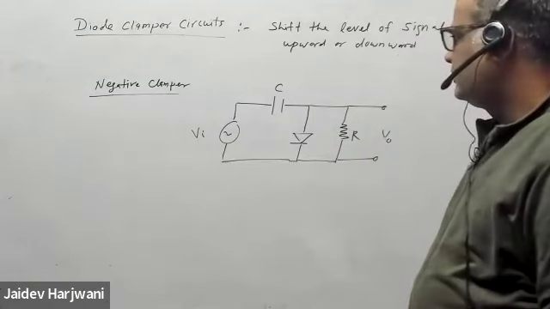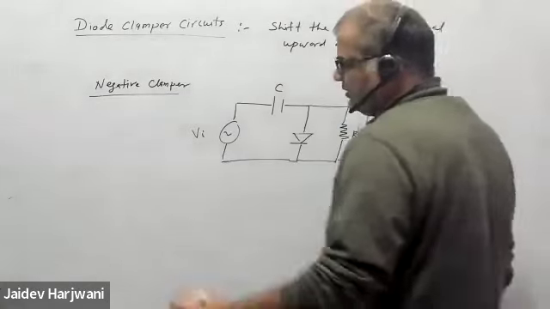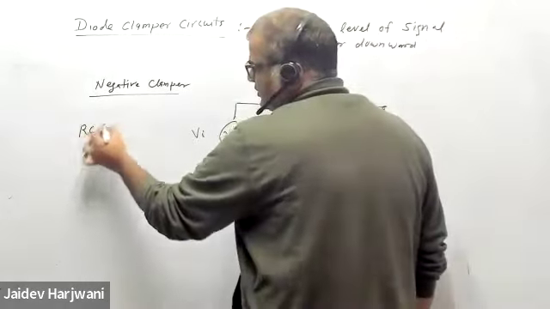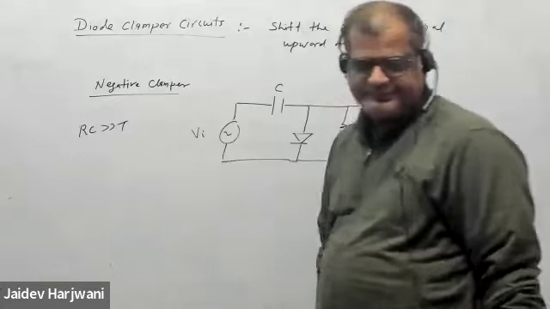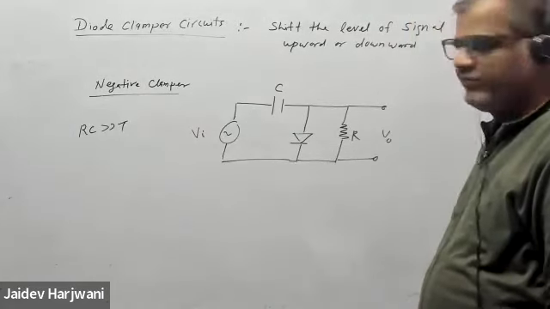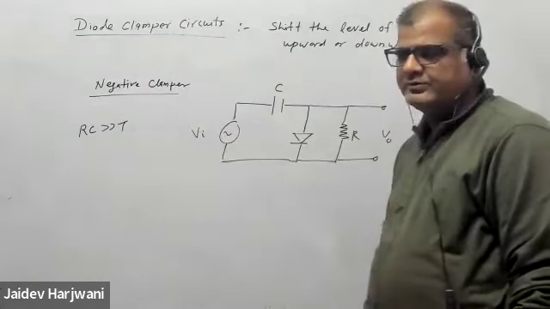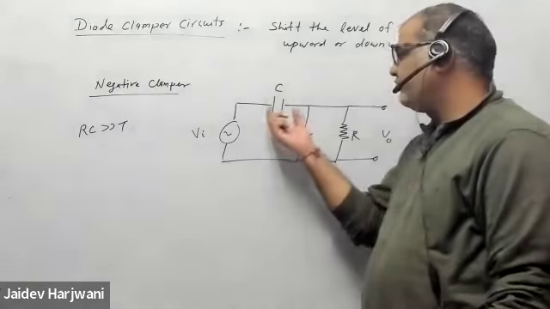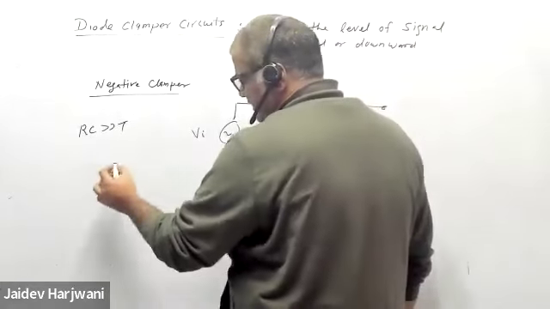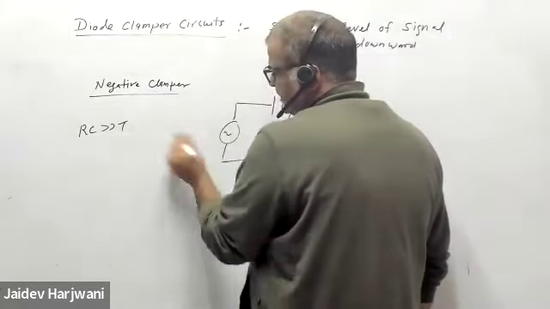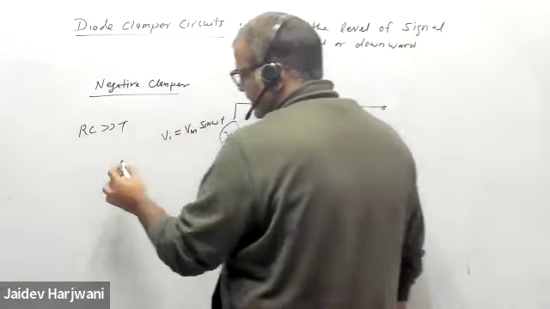Now, for clamper circuit, one condition should be satisfied: RC constant of the circuit should be greater than the time period of the signal. Whenever RC constant is high, the decay of the capacitor becomes slow, and it maintains the voltage for a longer period. For example, I am applying V input a sine wave, Vm sine omega t, and this is my signal.